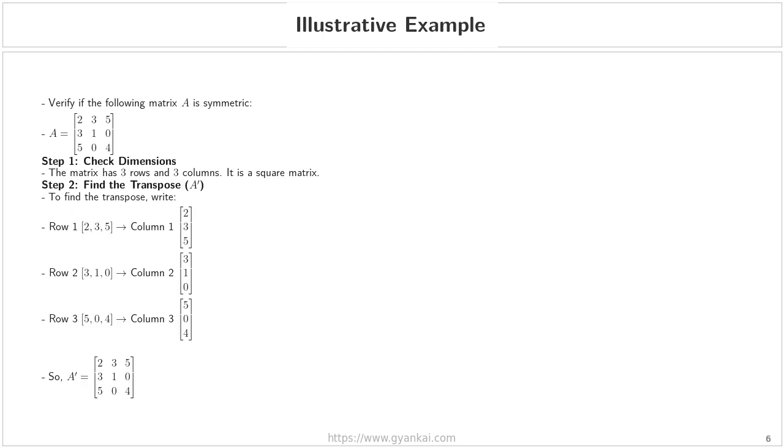Step 2 is to find the transpose, which we denote as A prime. To find the transpose, we simply swap the rows with the columns. We take the first row 2, 3, 5 and write it as the first column.